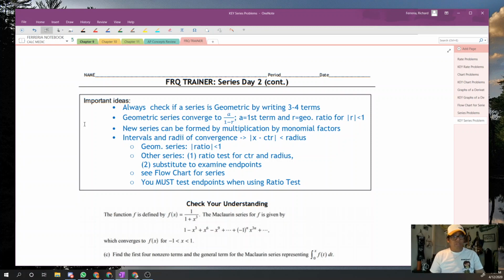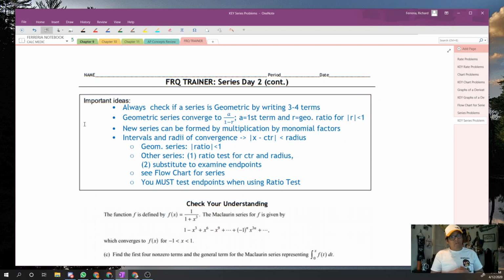And of course, if you do need to find an interval of convergence and you don't have a geometric series, this is when it's time for you to use a ratio test. The ratio test will give you the center, the radius, and the interval of absolute convergence. And then you need to check the endpoints. I have a note here to look at the flow chart for series. We looked at that during class. Please look at that so you can kind of see how the flow of things go. That's why they call it a flow chart.